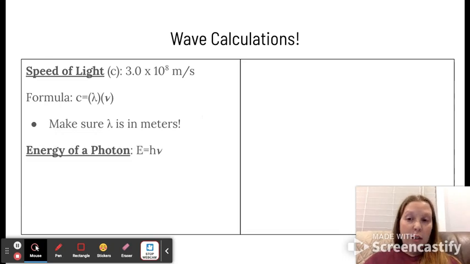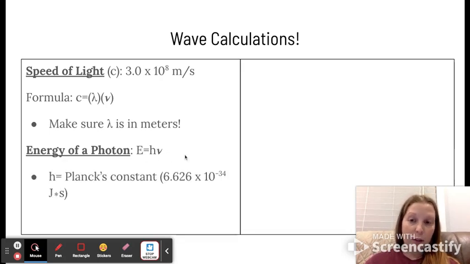Our other calculation here is for the energy of a photon, and this is E is equal to h nu. So that nu is frequency, E is energy, and h is Planck's constant, which is 6.626 times 10 to the negative 34th joules times seconds. This should also be on your reference packet.